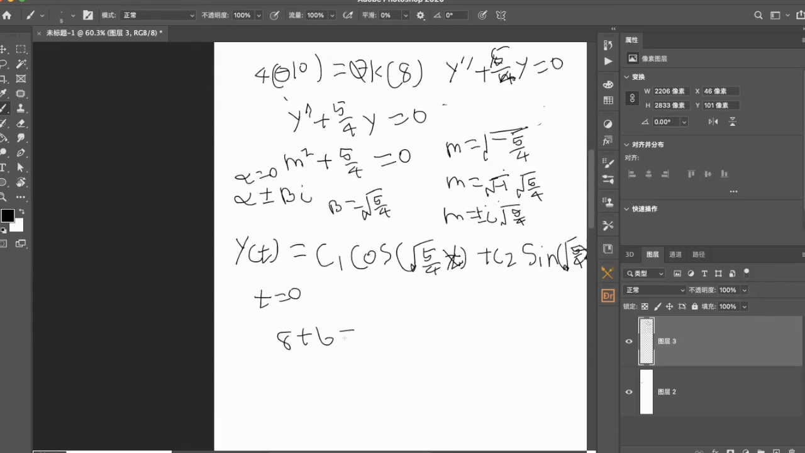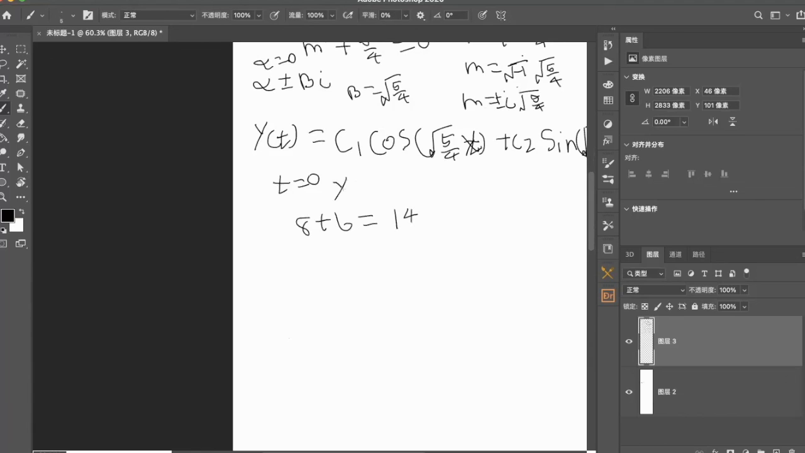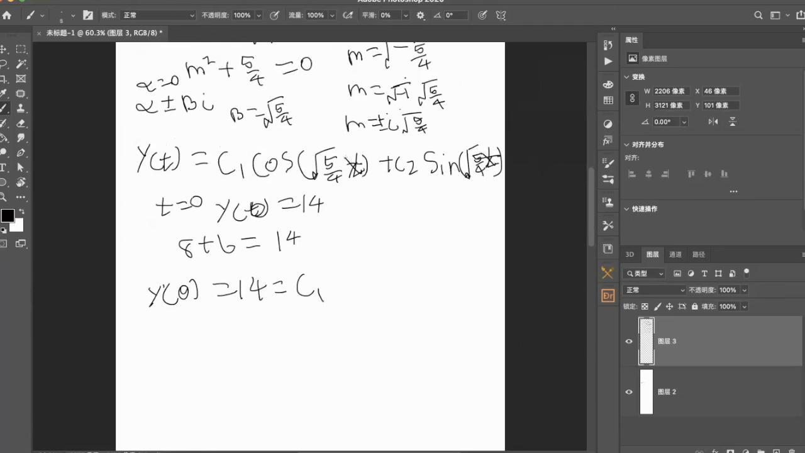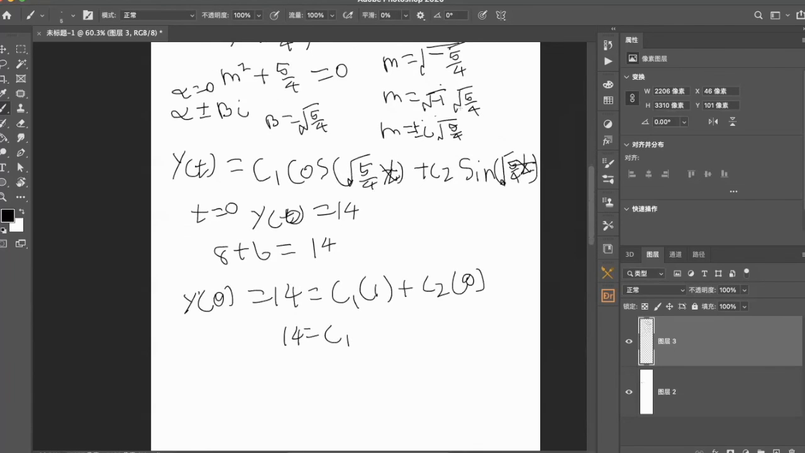Now we are going to use the initial condition. At the beginning you already have a displacement of 8, then you pull it down 6 more meters, so at t equals 0, your displacement was 14. Anything times 0 is just 0, so cosine of 0 was 1, and sine of 0 was 0. Therefore, 14 equals c1.